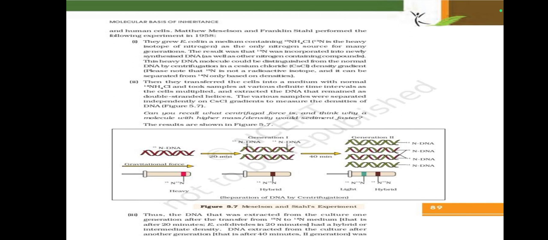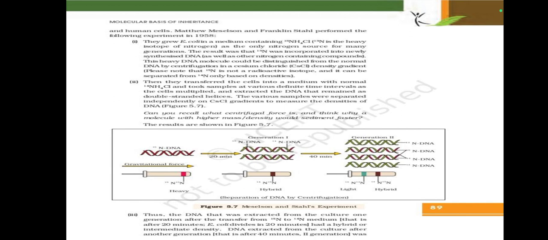in a cesium chloride, CsCl, density gradient. Please note that N15 is not a radioactive isotope and it can be separated from N14 only based on densities. Second, they transferred the cells into a medium with normal NH4Cl and took samples at various definite time intervals as the cells multiplied and extracted the DNA that remained as double-stranded helices.